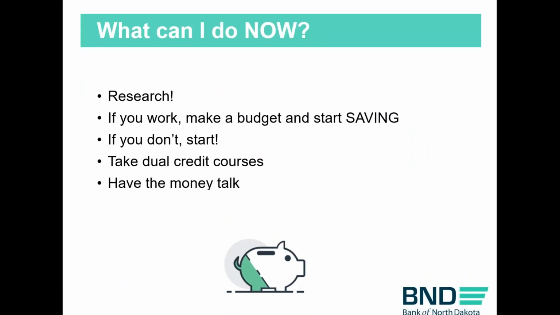Next, so what can you do now? So this slide is more geared for high school students. So what can you do now? Of course, research. So the things that we talked about in the previous slide. So you're going to want to research, of course, the college that you're going to or the colleges that you're hoping to go to, how much they cost, do they have the major that you have? If you change your mind, what other majors do they have? What kinds of jobs can you get with those majors?